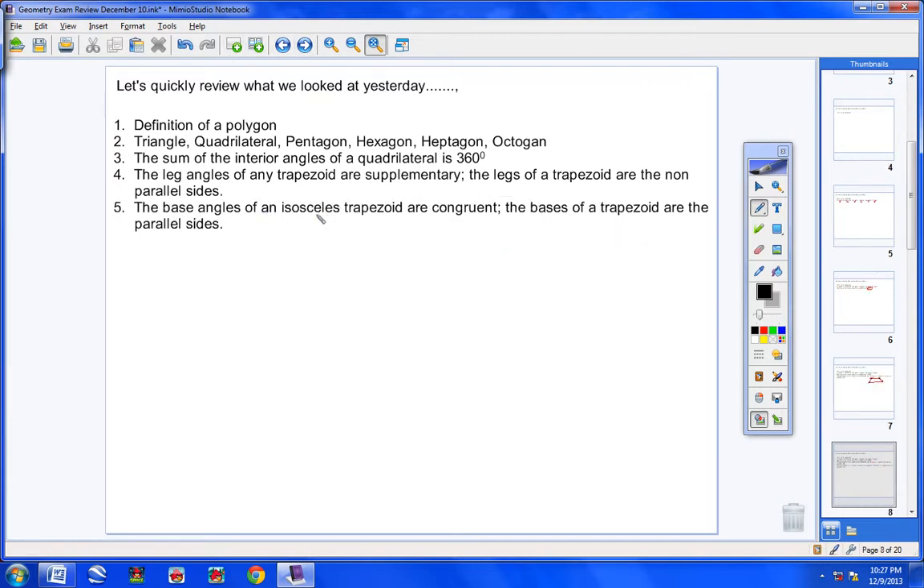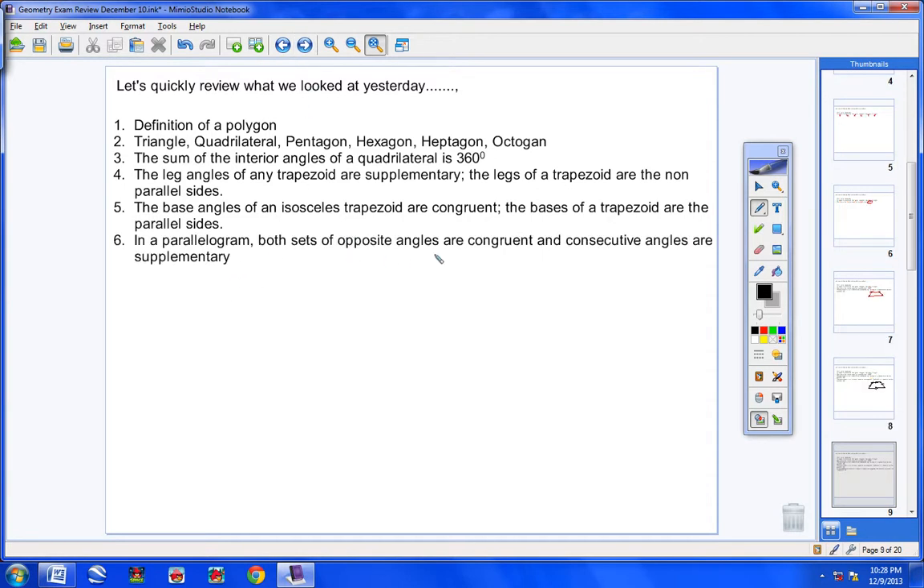The base angles of an isosceles trapezoid are congruent. The bases of a trapezoid are the parallel sides. So again, here's my trapezoid, parallel sides right here. These are called my bases. So if this side here is congruent to this side here, then I have an isosceles trapezoid. I have one set of parallel sides and one set of non-parallel sides, and the non-parallel sides are congruent. Then this angle here is going to be congruent to this angle here, and this angle here will be congruent to this angle here.